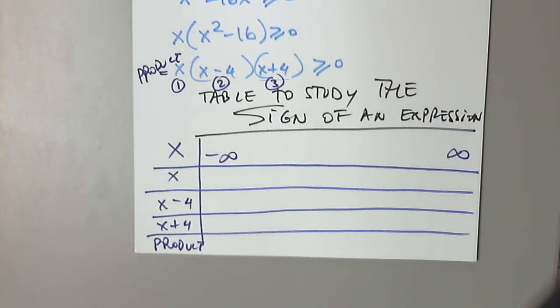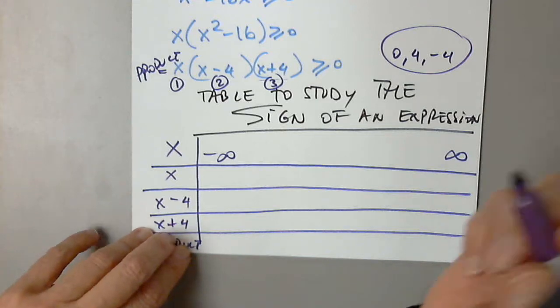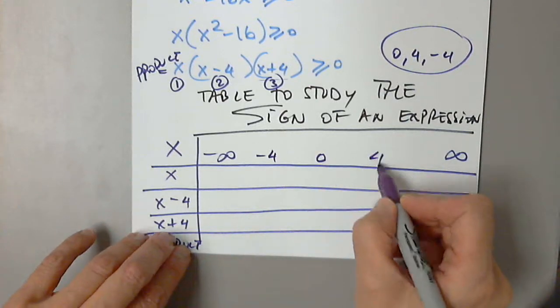Okay, now I would like someone to tell me when is this 0? For which value of x is this 0? 0, of course. For which value of x is this 0? 4. For which value of x is this 0? Negative 4. Excellent. I need them in ascending order, so tell me these three numbers. You gave me 0, 4, and negative 4. So negative 4, 0, 4. Awesome.